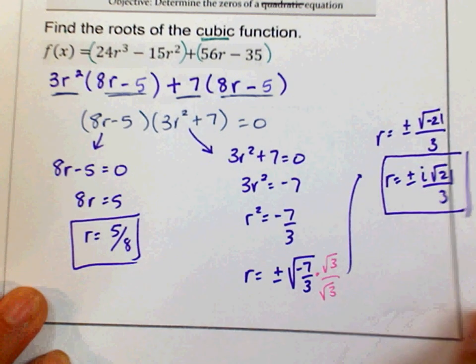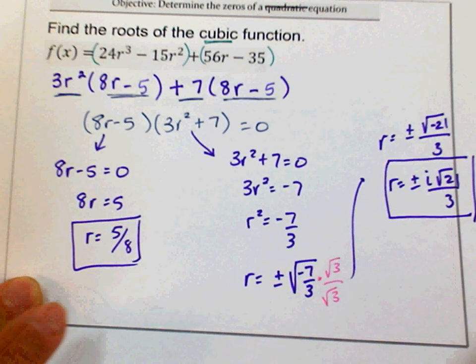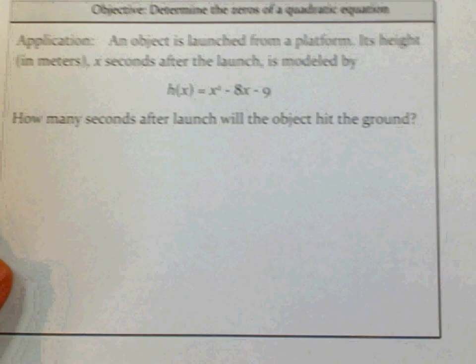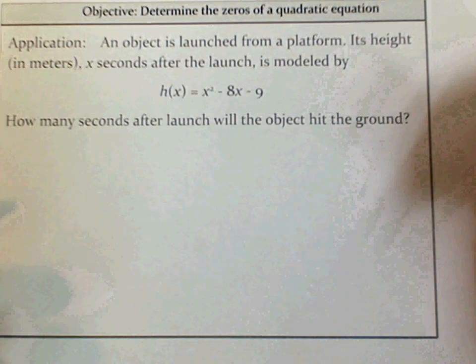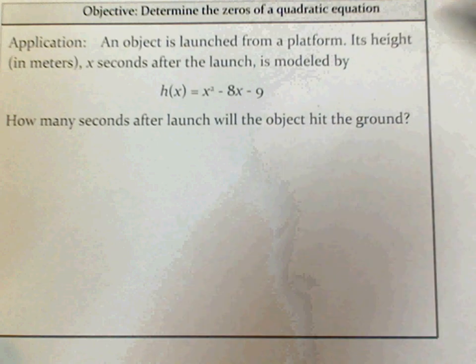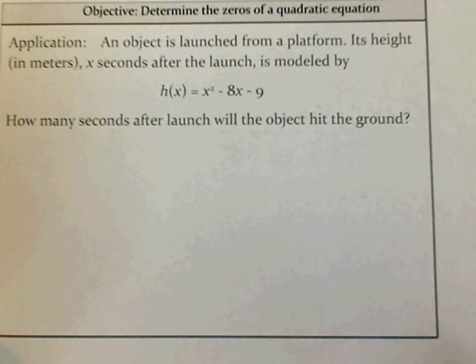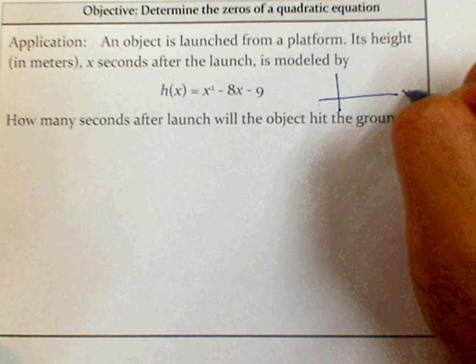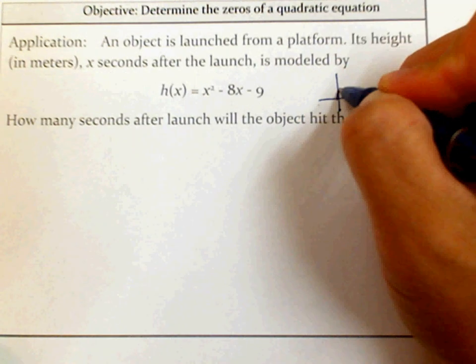All right. Now let's look at an application problem. Here we go. An object is launched from a platform. Its height in meters, its second of law, is modeled by the following. How many seconds after launch will the object hit the ground? So basically, you have a picture here. The object is thrown, okay? It's at negative 9, so down here, and it wants to know when it lands here.